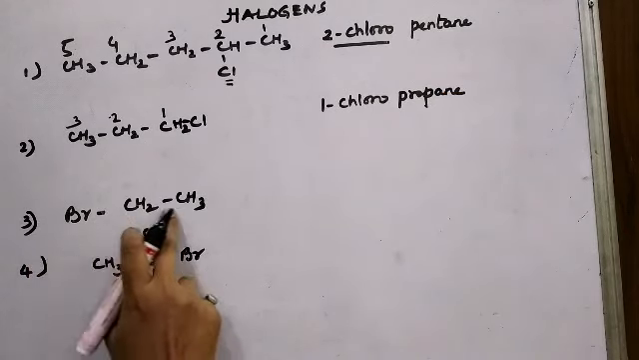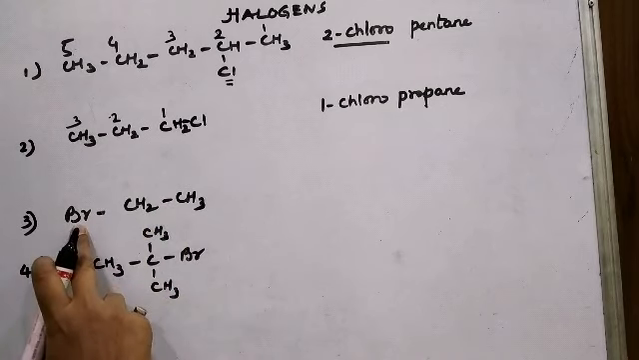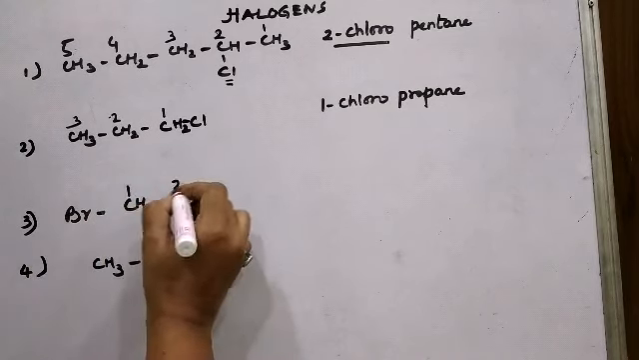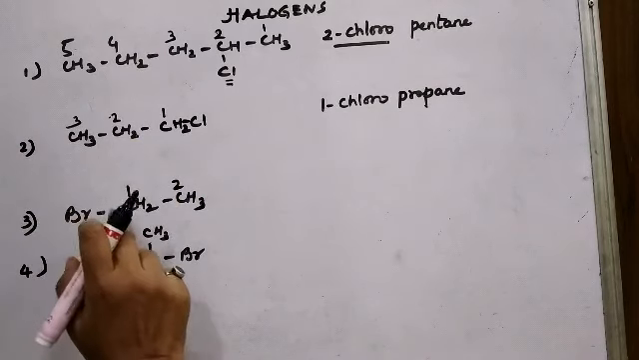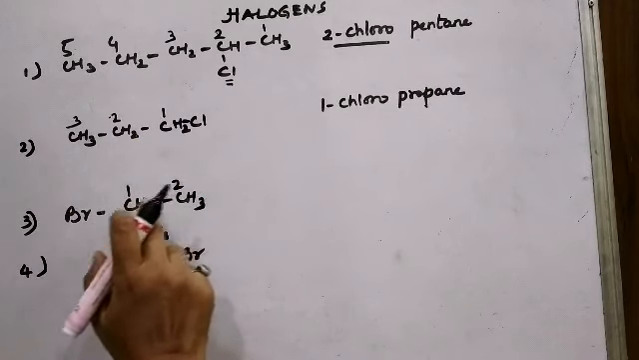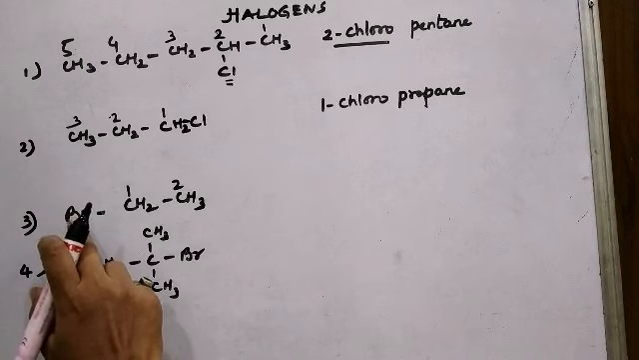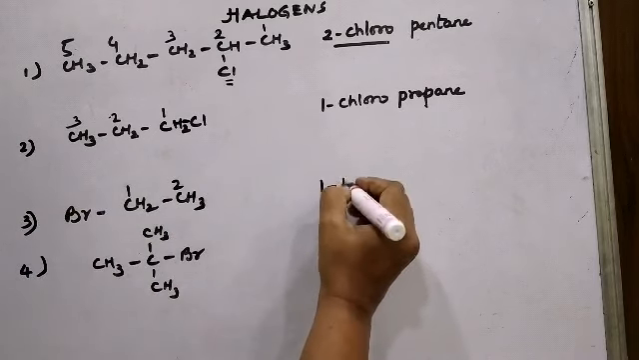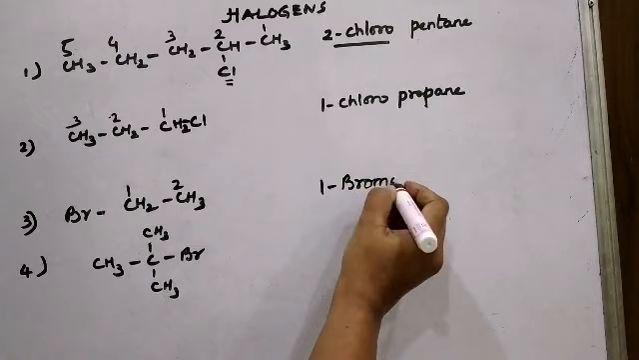Br single bond CH2 CH3. This is your substituent. Assign the lowest number to the substituent. So there are two carbon atoms in the straight chain. Bromine is on carbon atom number 1. So I can write it as 1 bromo.